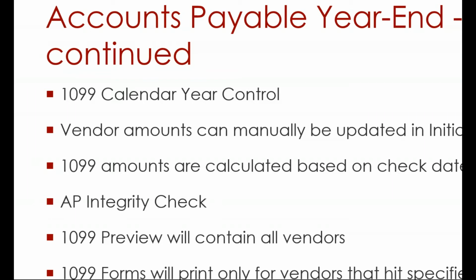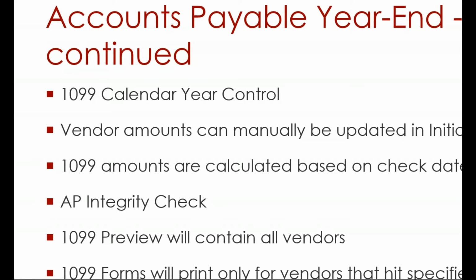1099 amounts are calculated based on the check date paying the 1099 coded voucher. So even if you have a voucher that's dated to period 12 of 2018, if that's not paid until period 1 of 2019, that's when it's going to be recorded as a 1099 amount, the date of the check that's paying it.